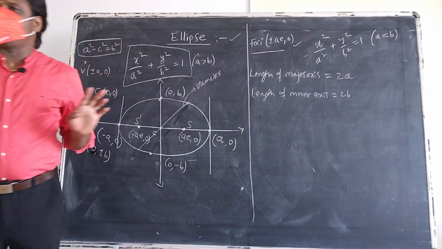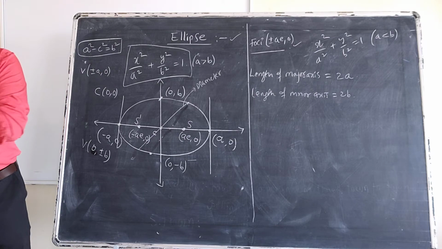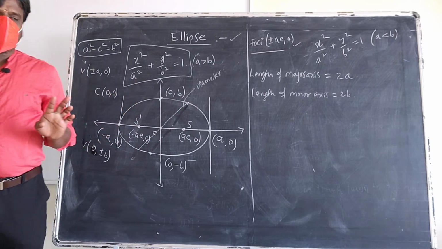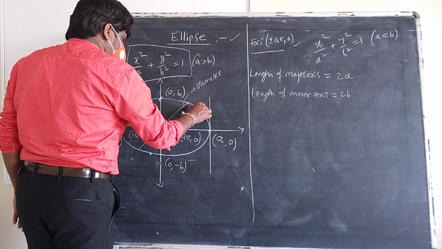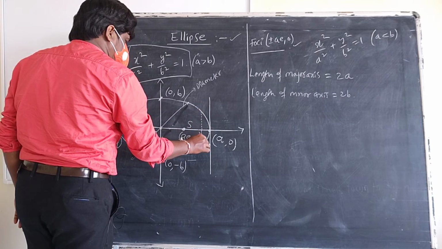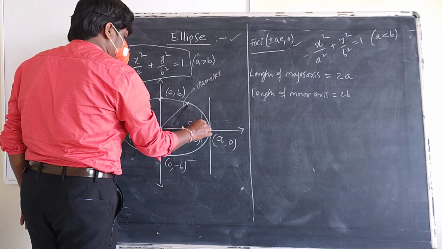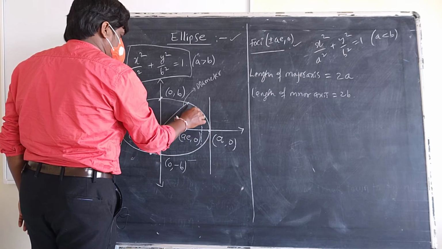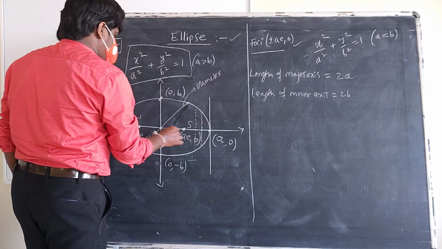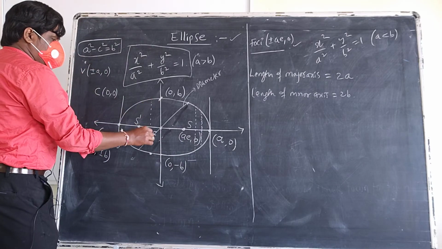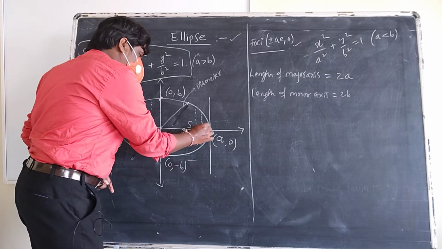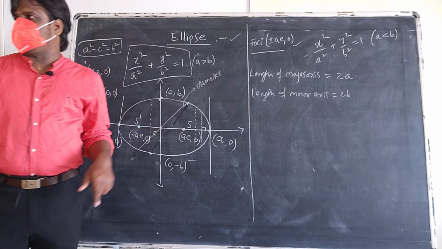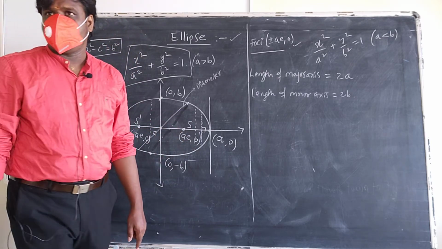So the diameter has come, right. And any line which is perpendicular to the major axis, if you join like this, what do we call these lines? Suppose these are perpendicular to the major axis, they are called double ordinates.